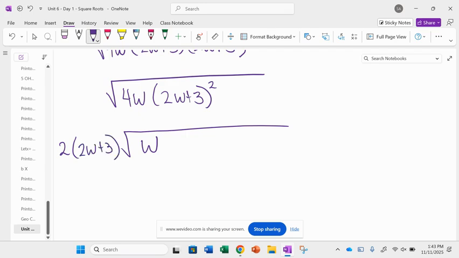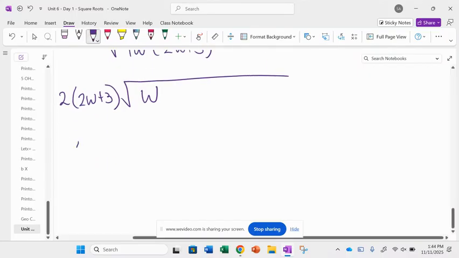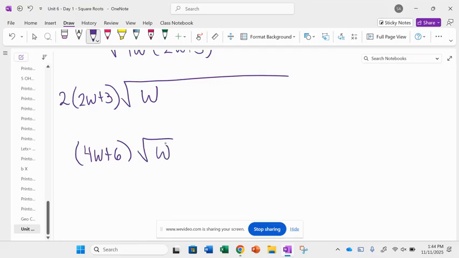Is it important that I put parentheses around that 2w plus 3 on the outside? Absolutely, because that whole quantity needs to be multiplied by the 2. Anything else left on the inside of this radical? No. So I would be okay if you left it like this. If you wanted to distribute in that 2, you would get 4w plus 6 root w, you would still need it in the parentheses.